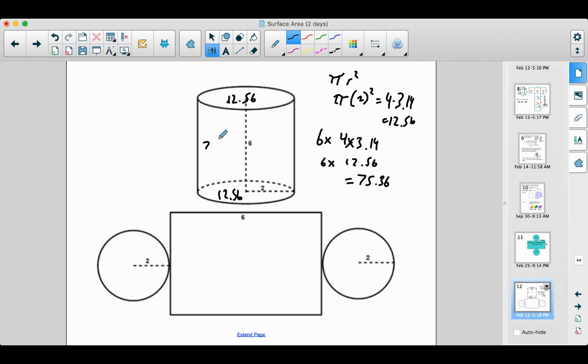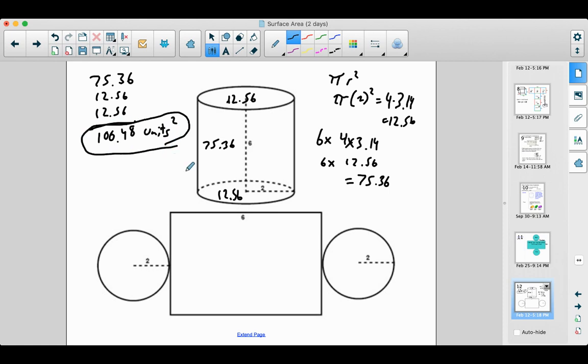Okay, so that is the area of the outside, all the way around the sides. If I want to know the surface area, I just got to add those up to get the total. So I add 12.56 times 2, and I get 100.48. It doesn't give me units, so I'm going to say units squared. That's my surface area.